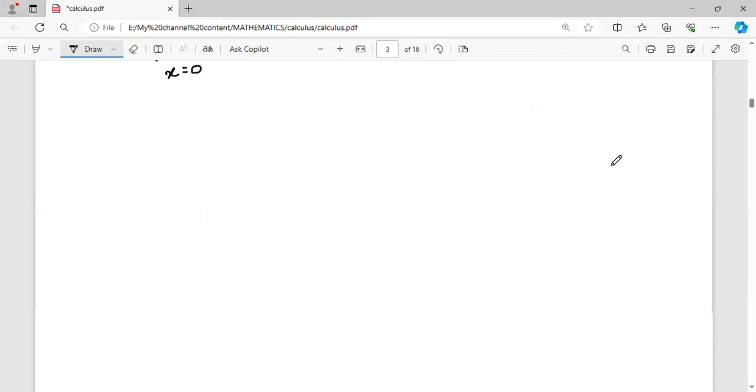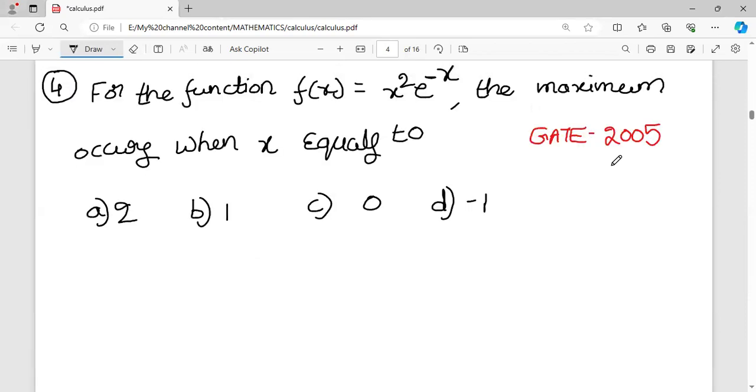Next, let us solve one more problem. For the function f of x equal to x square into e power minus x, the maximum occurs when x equal to. So that means this function f of x is maximum when x equal to. So you have to find out the maxima value and minima value. So what is the function here? f of x equal to x square e power minus x.